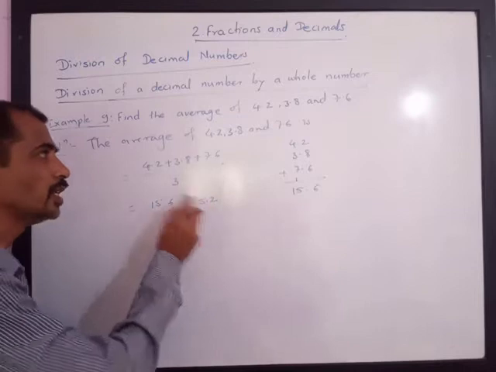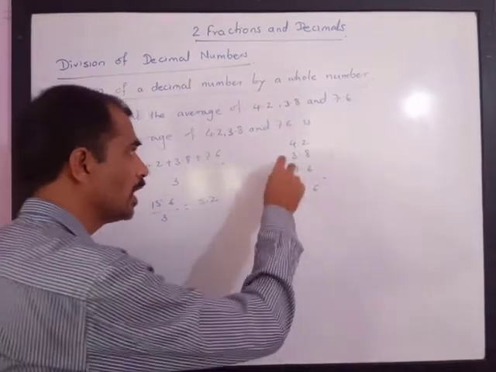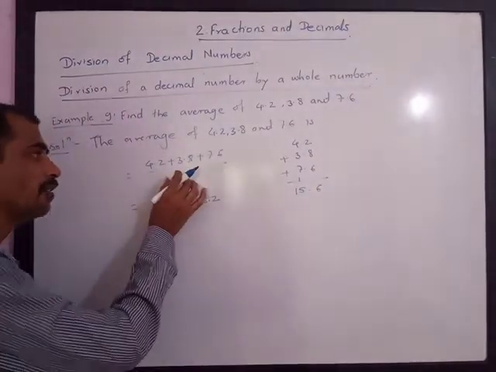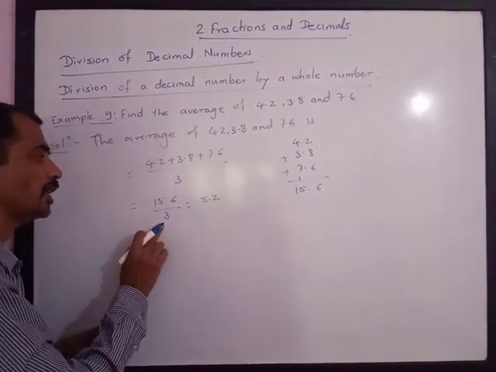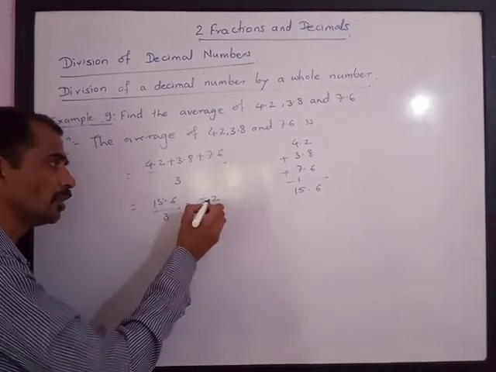If you do the addition, you will get 4.2 plus 3.8 plus 7.6. You will get 15.6. You can verify this. Divided by 3. 15.6 divided by 3. 3 5s are 15 and 3 2s are 6. Don't forget to give the decimal point.